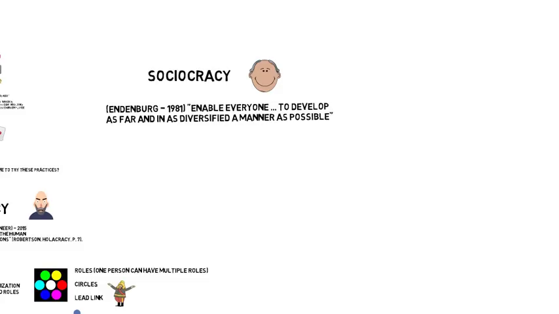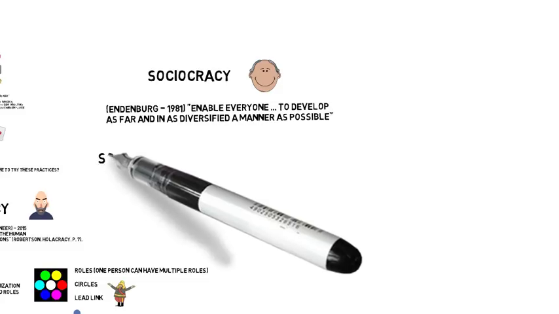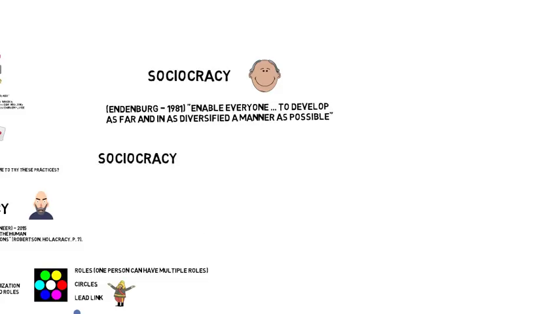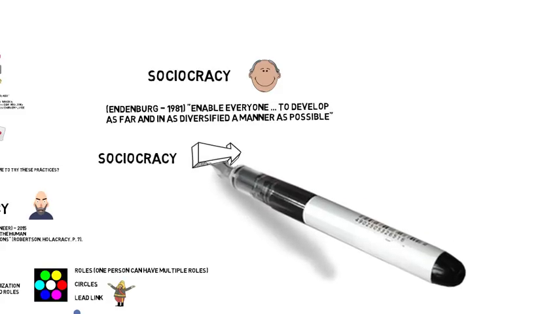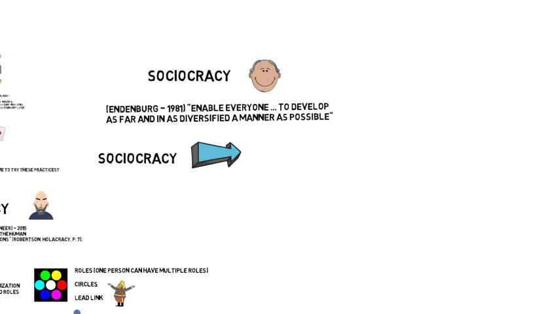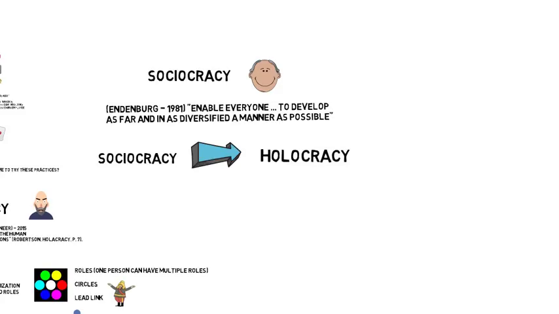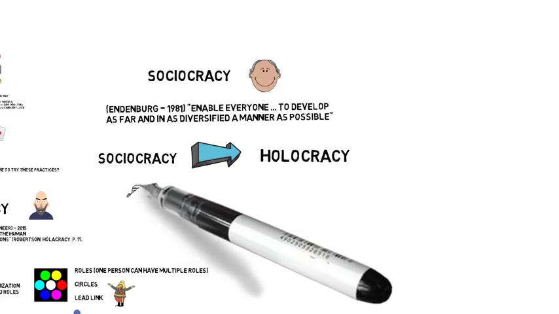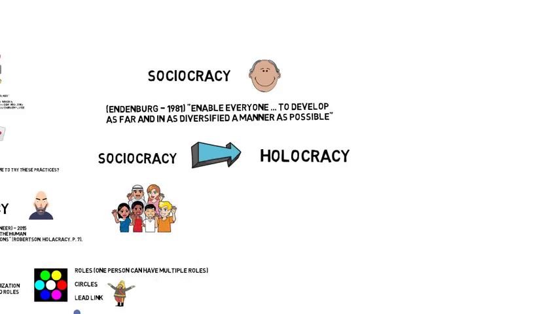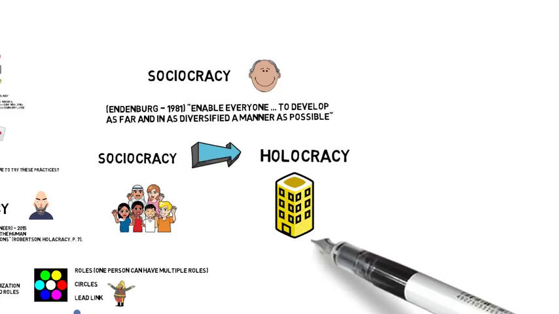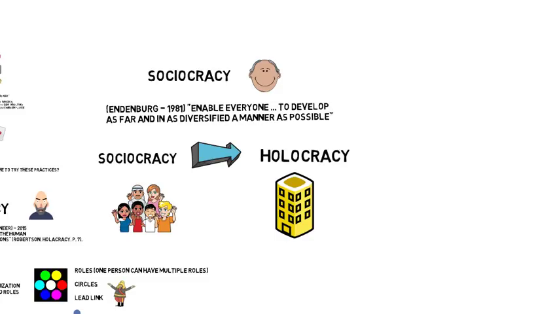One being that Sociocracy is really more focused on the people, right? So we got our people here, and the idea of Endenburg is to enable everyone to develop as far and in as diversified a manner as possible. So that's what Endenburg is looking for in Sociocracy. It's really about the people and developing them, not maybe even so much about the customer. Holacracy, on the other hand, is really all about the organization. It's really about making sure that you sense the tensions and the organization functions in a certain way. And it's really not necessarily thinking so much about the people. And there have, of course, been some complaints about that aspect of it.